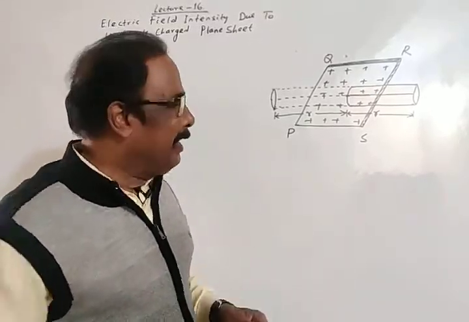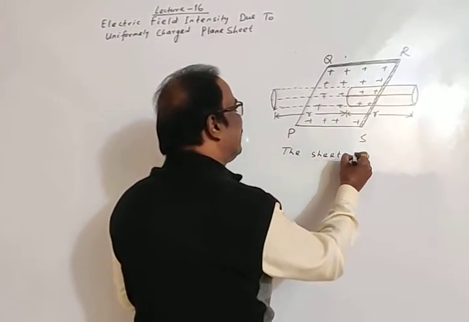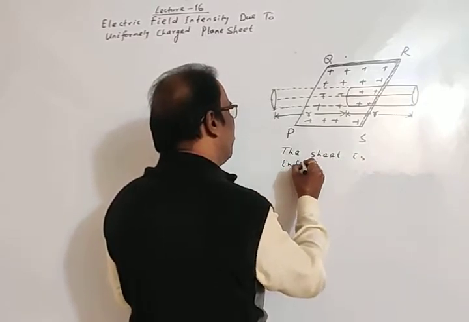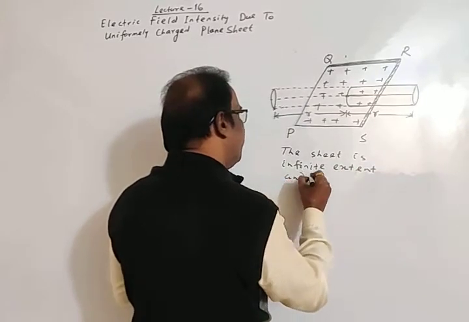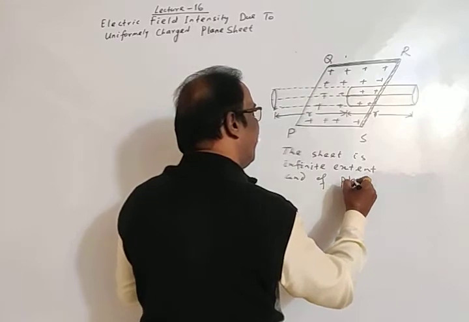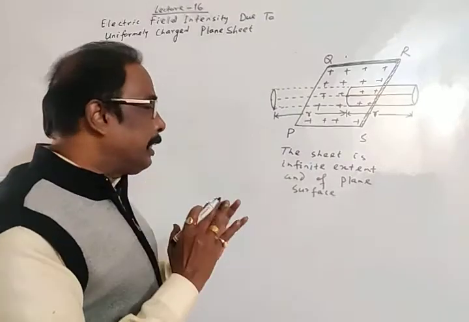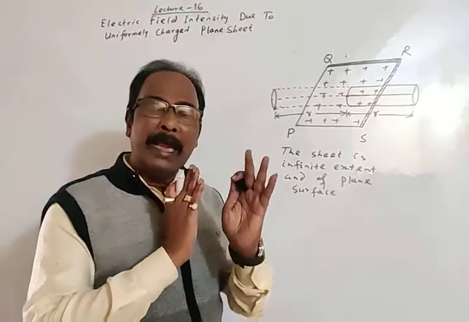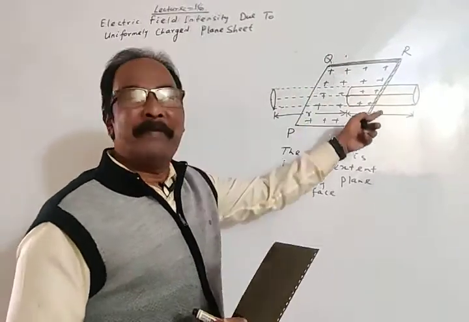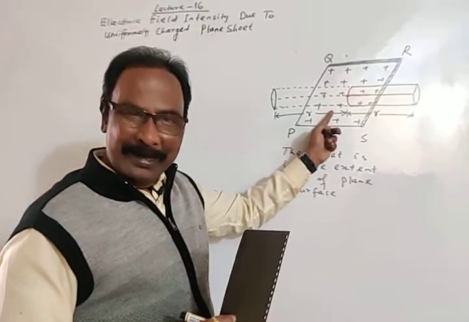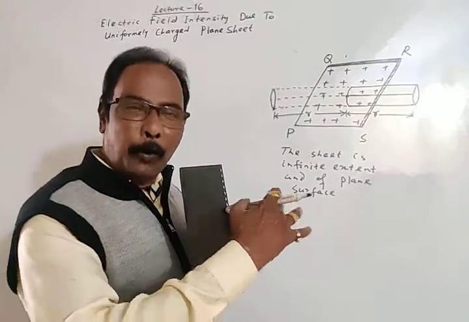We consider that the sheet is of infinite extent and of plane surface. Again, charge is distributed on the surface. Suppose we have given positive charge to the surface. If charge is positive, then obviously the electric field is in the outward direction.